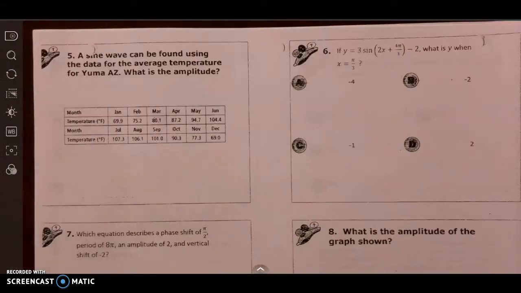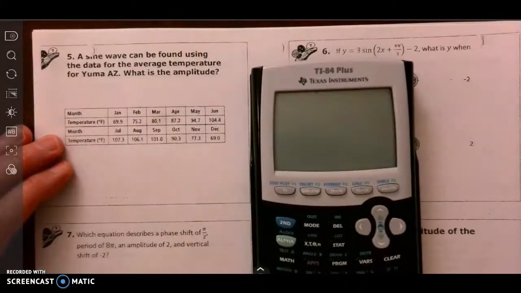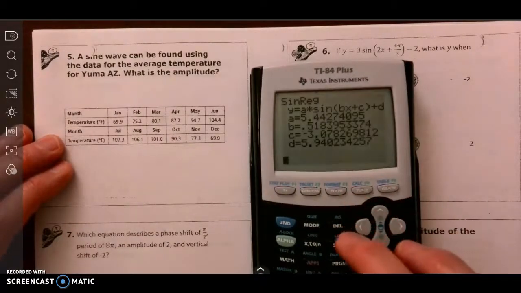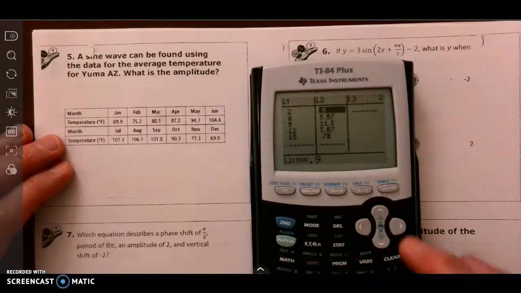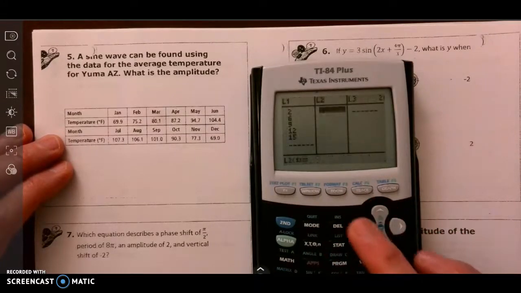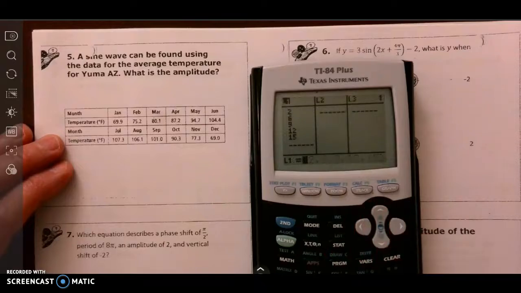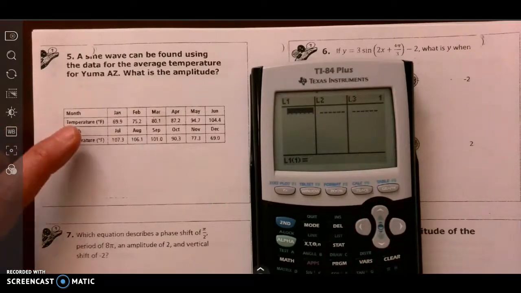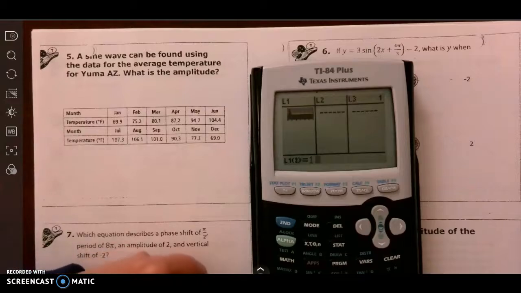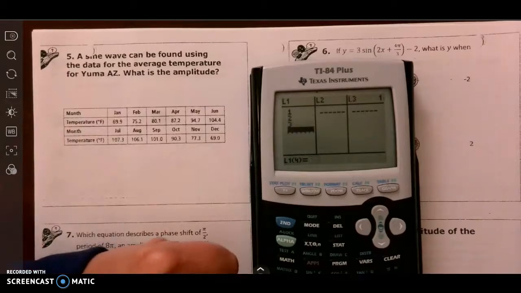It says a sine wave can be found using the data for the average temperature for Yuma, Arizona. What is the amplitude? So I'm going to need my calculator here. And I'm going to go to Stat and Edit. And I'm going to need to clear this information out. So in L1, since I go from January to December, that would be months 1 through 12.